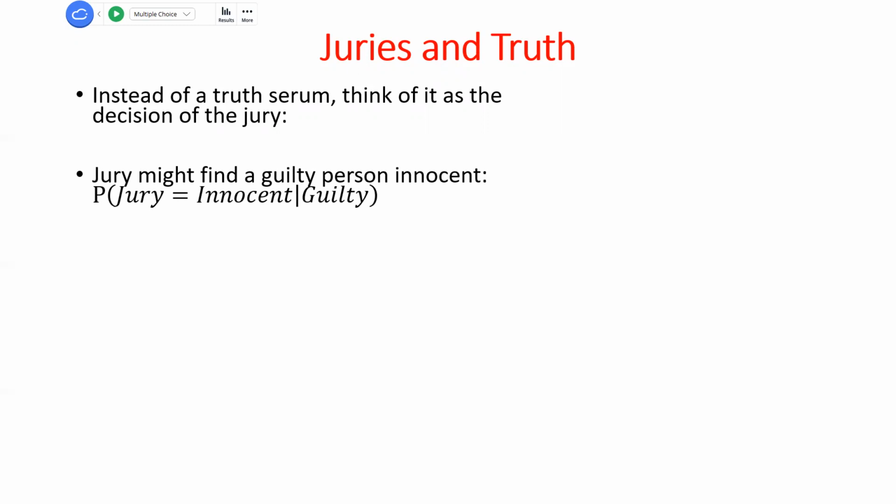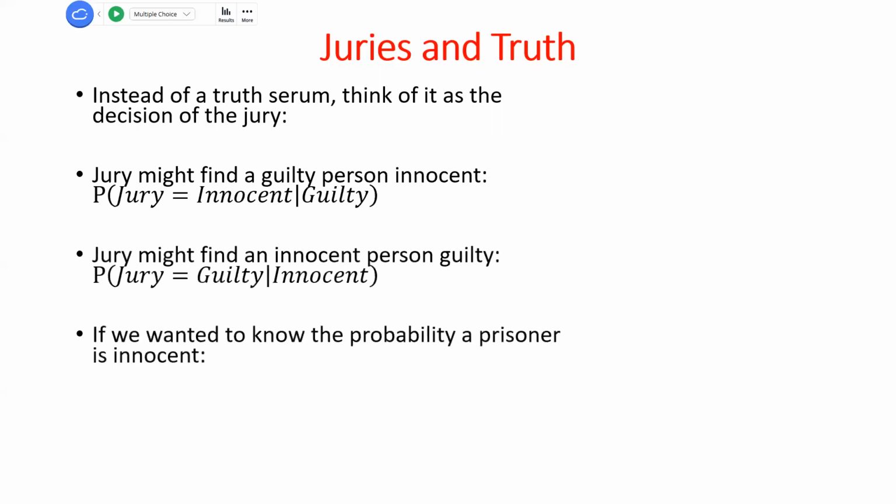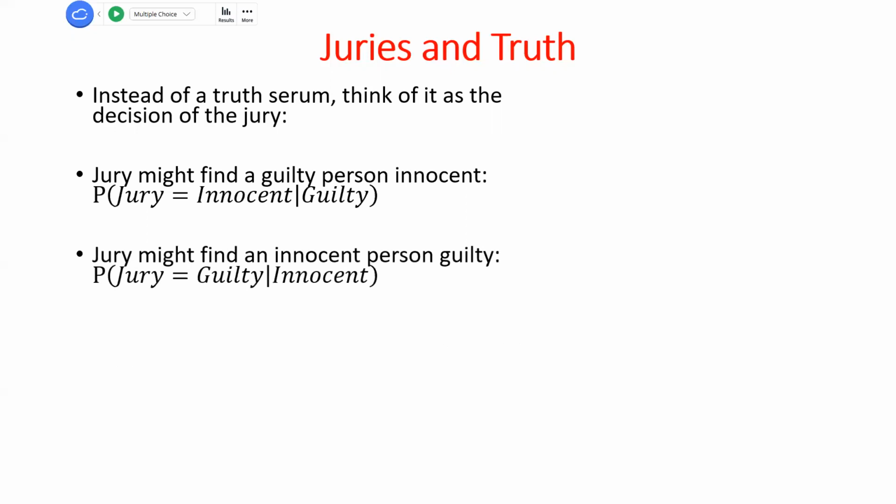Given this underlying state of nature, what's the probability that we see this certain outcome of the test? Now, we generally don't like letting innocent people go free. You also have, given that someone's innocent, what's the probability the jury finds them guilty? So this would be people who are incorrectly convicted.